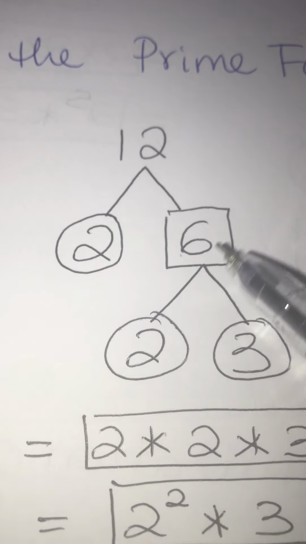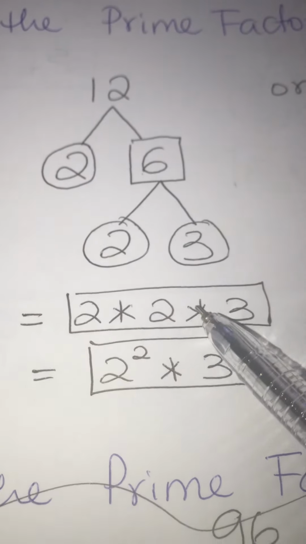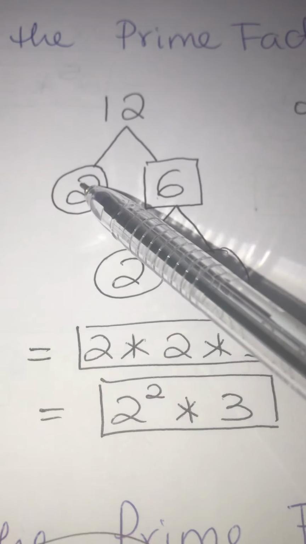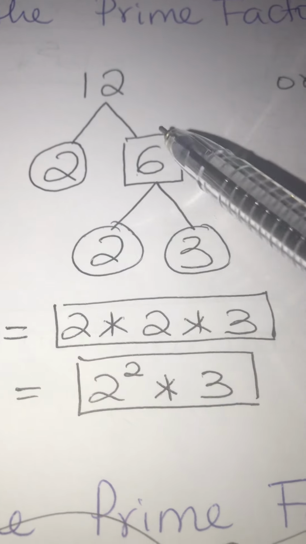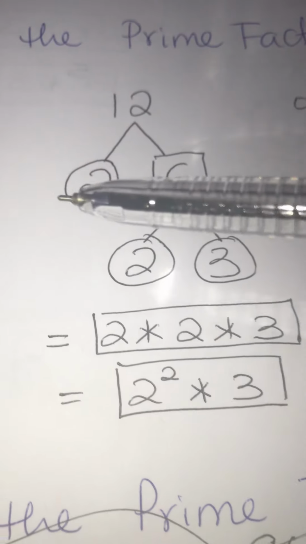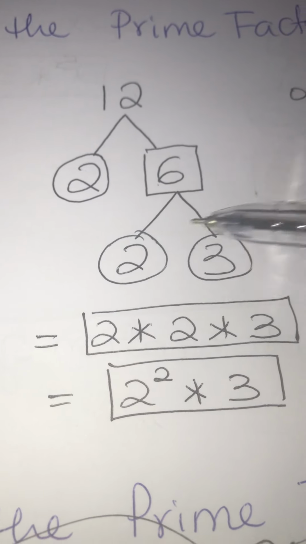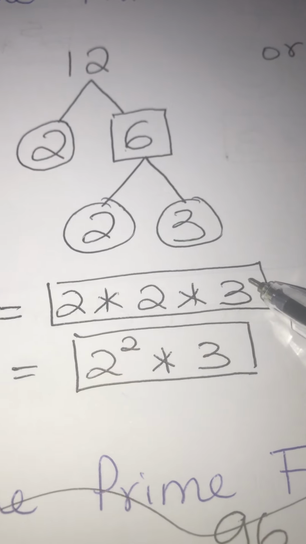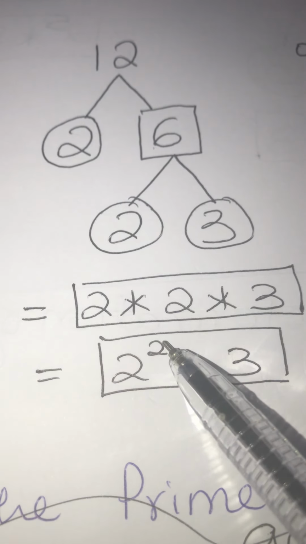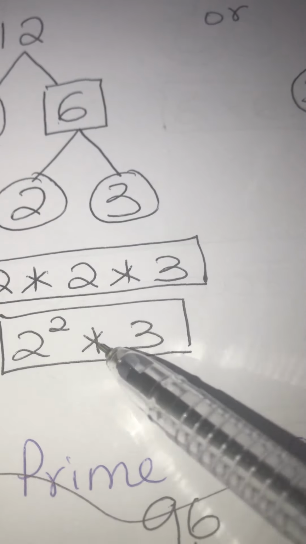So, 2 times 3. Then your answer is all the numbers in the circle. Your answer comes from the circles, not from the square. Okay? So, 2 times 2 times 3. Then you write it over there. 2's are repeating 2 times, so 2 to the power of 2 times 3.